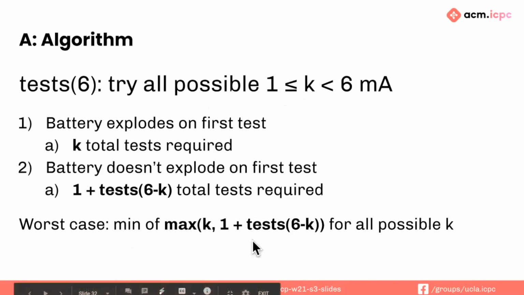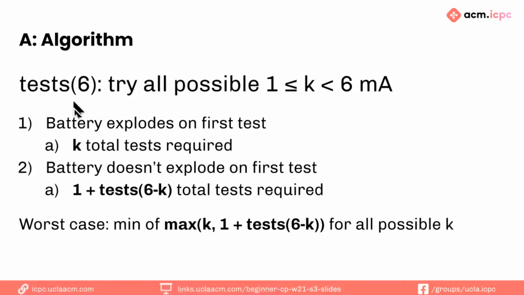So this max part is representing the worst case number of tests that are required if you started at a certain k. But then we want to choose the best possible k to start at. So we take the minimum of the maximum of this. And yeah, hope that makes sense. If not, feel free to ask questions.